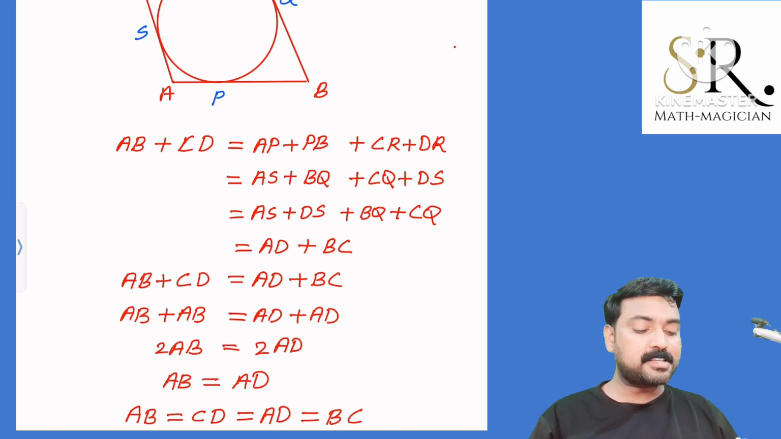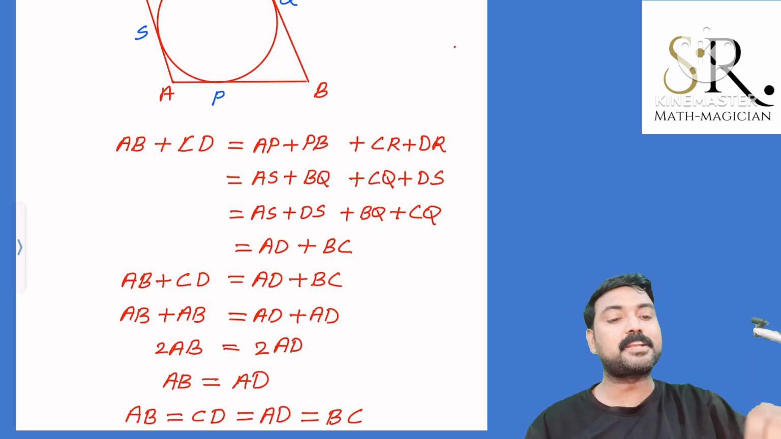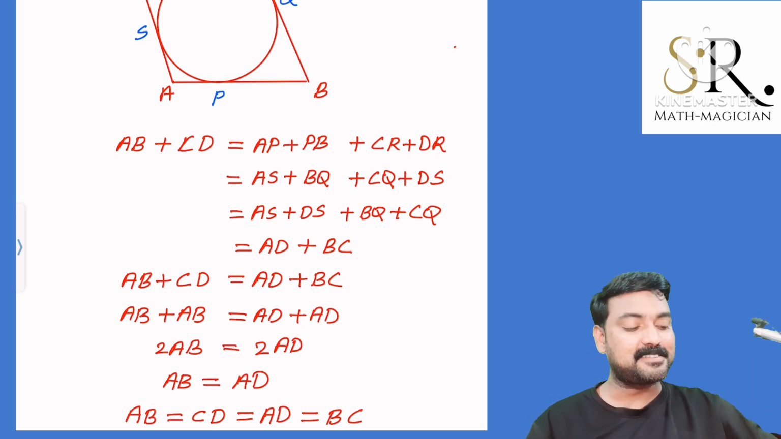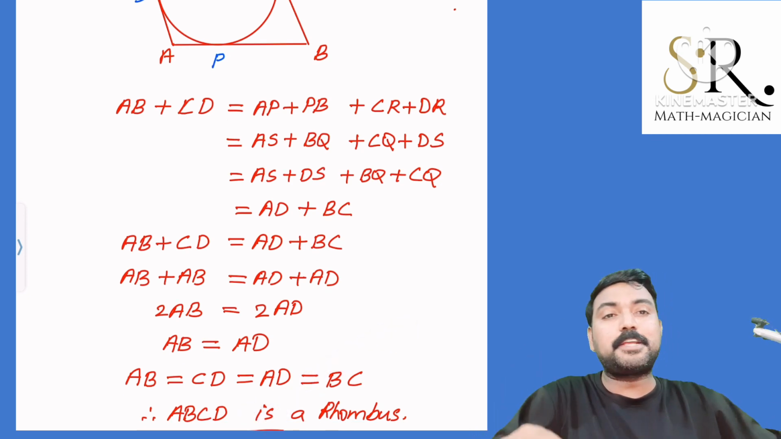Now what we got? All sides are equal. All sides are equal in a quadrilateral. That quadrilateral is known as a rhombus. So we reached the answer. Is it clear? So ABCD is a rhombus. Now we can move to the next question.